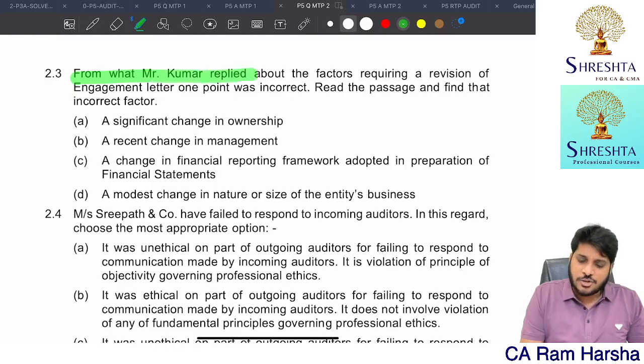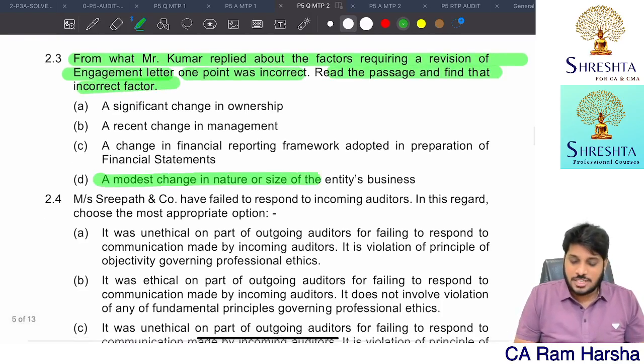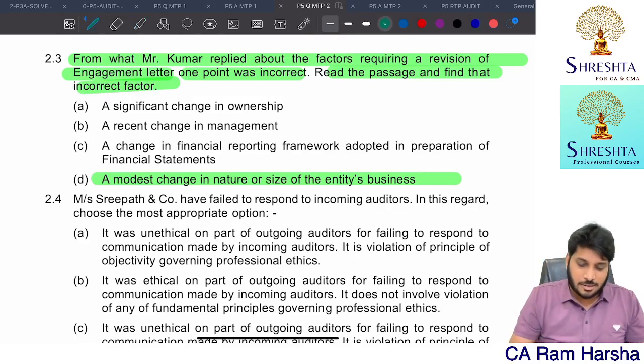From what Mr. Kumar replied about factors requiring revision of the engagement letter, one point was incorrect. Read the passage. A modest change in the nature of the business, no need to give a new engagement letter. D.